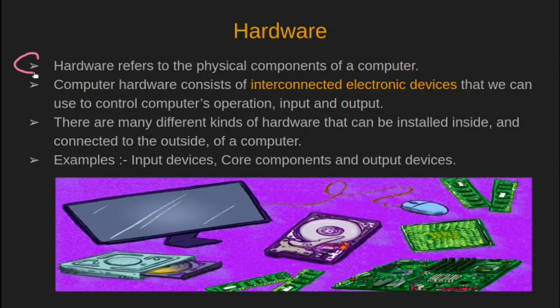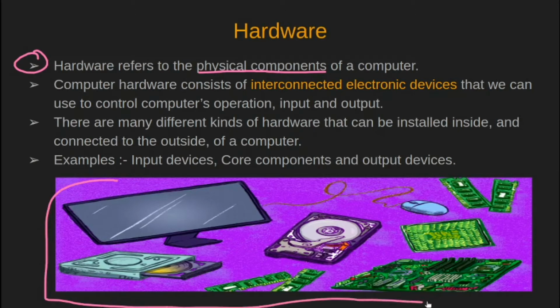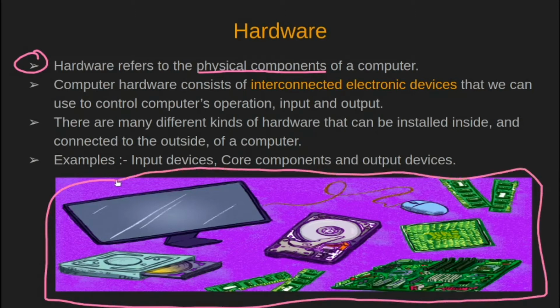The first point says that hardware is any physical component of a computer. Now, when we say a physical component, it means something that can be seen, touched, and felt. Just like all these electronic devices which you can see over here. All these are nothing but hardware. You can see it, and when you can see it, you can touch it and feel it.